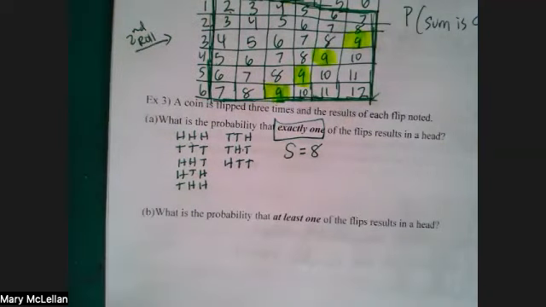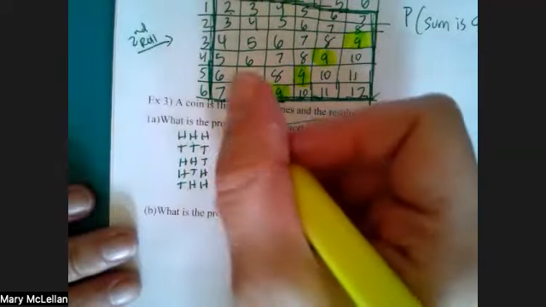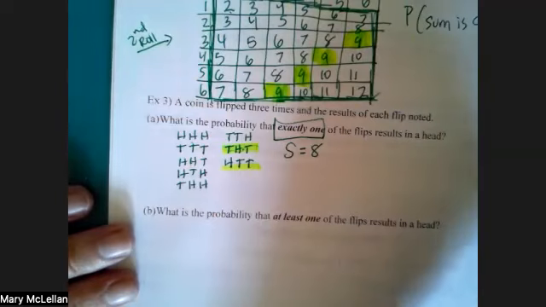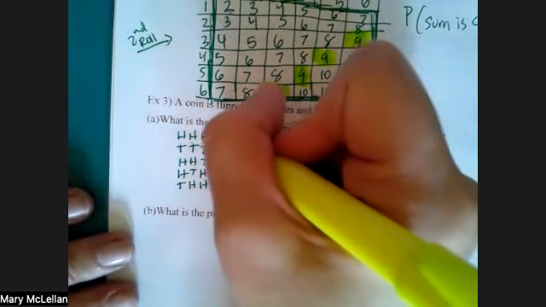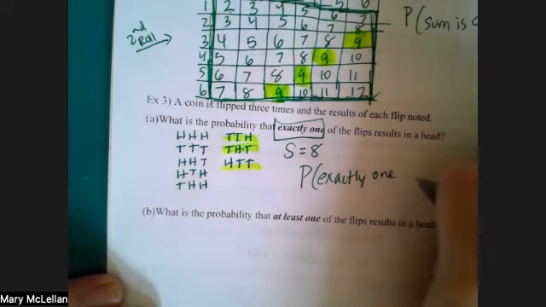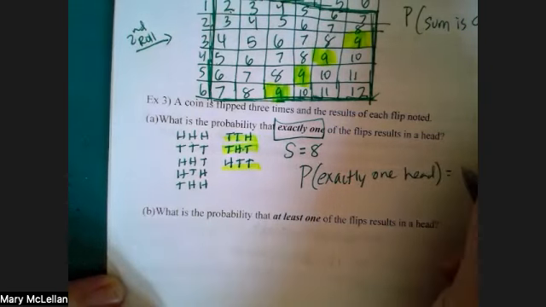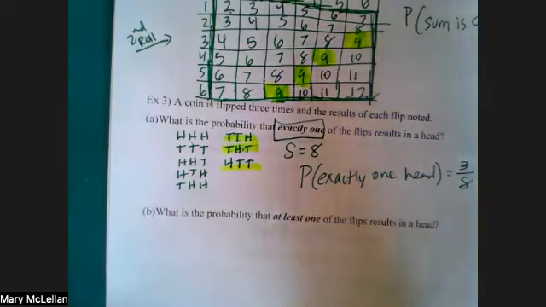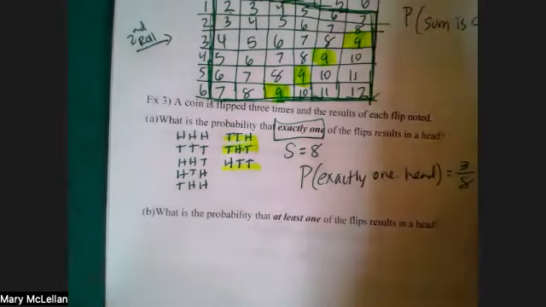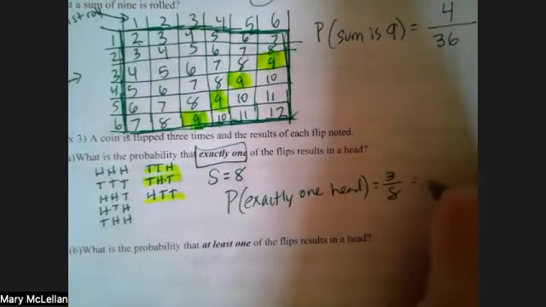And I want the probability of exactly one of the flips resulting in a head. So how many ways could I get just 1 head? If I flipped a head and then 2 tails, that would work. If I flipped a tail, a head, and then a tail, that works. And 2 tails and then a head would work. So there are 3 ways that could happen. So the probability of exactly 1 head equals 3/8. Or if you prefer decimal form, 0.375. And I'm using a calculator to get my decimals.